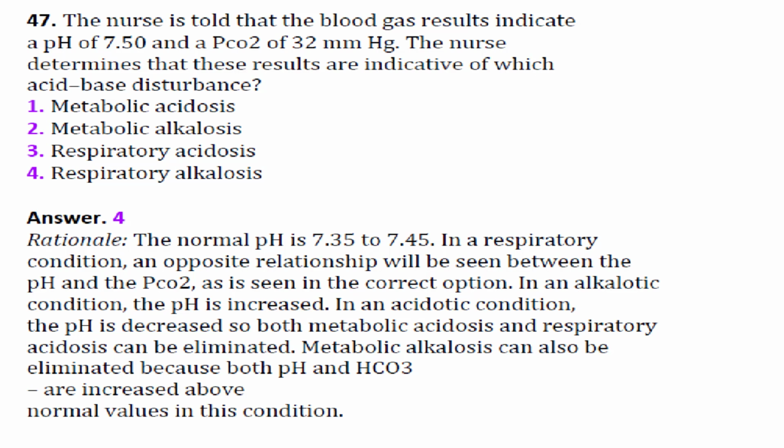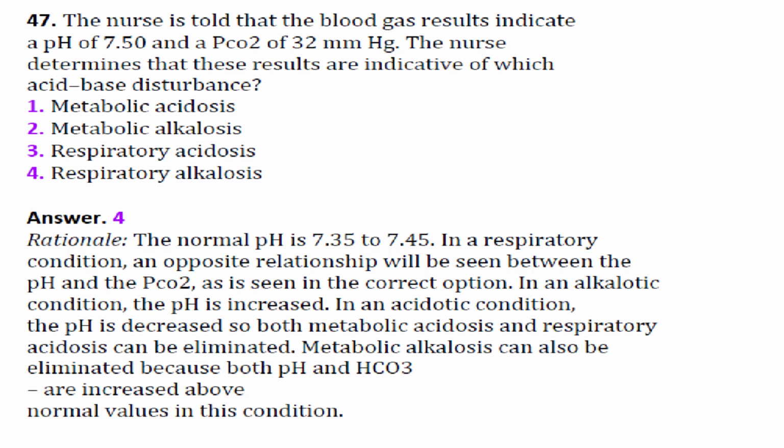Answer. 4. Rationale. The normal pH is 7.35 to 7.45. In a respiratory condition, an opposite relationship will be seen between the pH and the CO2, as is seen in the correct option. In an alkalotic condition, the pH is increased. In an acidotic condition, the pH is decreased, so both metabolic acidosis and respiratory acidosis can be eliminated.